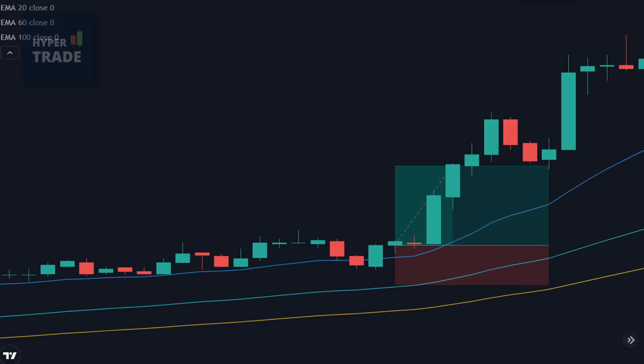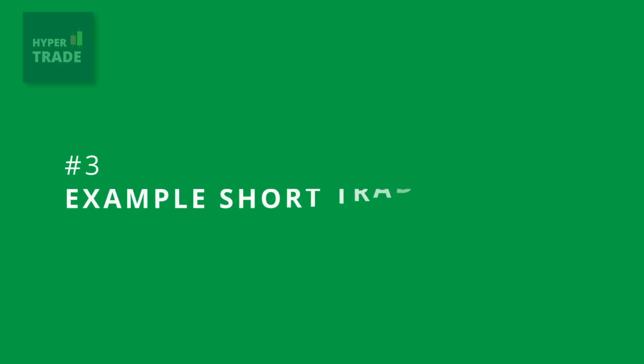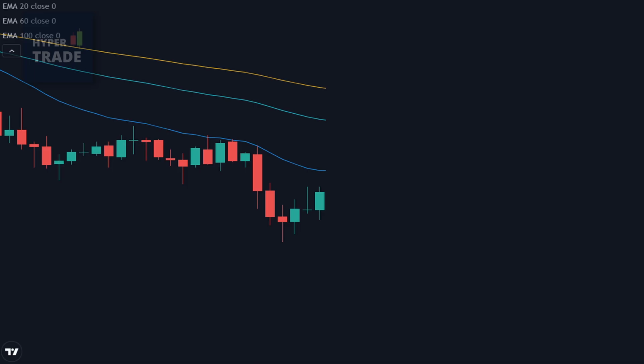We just found this strategy has a high profitability, but so far we have only tested the buy trades. We can still maximize the potential of this strategy by adding rules for short trades. Let's move into example short trades. This will be our first short trade example.